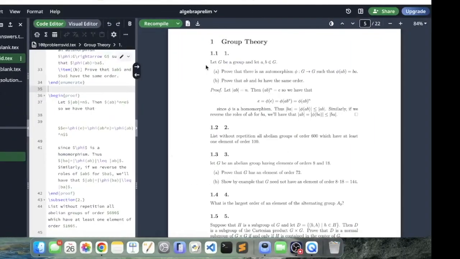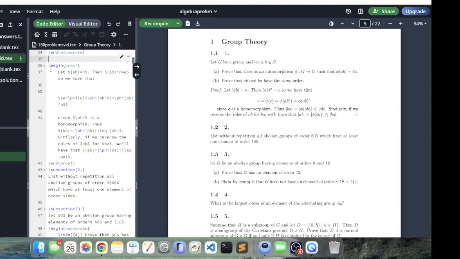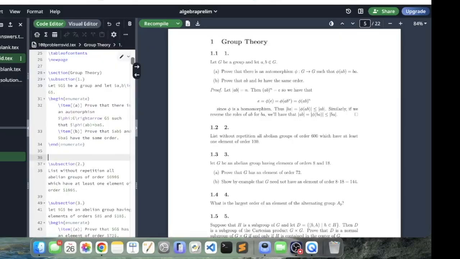All right, we're gonna crank some group theory problems. Why didn't I just eliminate that? Oh God, what did I just eliminate? All right, whatever. I thought I just got rid of that.